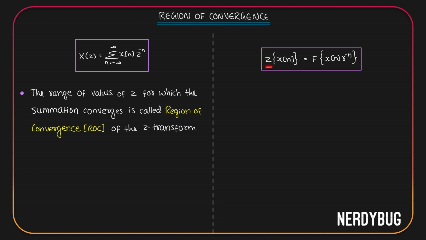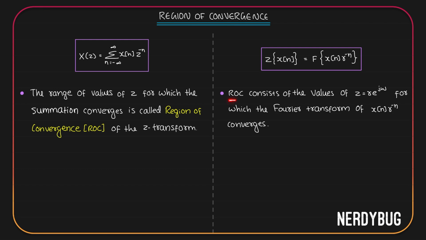We know z transform of a sequence x of n is the same as Fourier transform of the sequence x of n r raised to minus n. So we can define region of convergence in a different way using this. Region of convergence or ROC consists of the values of z being r e raised to j omega for which the Fourier transform of x of n r raised to minus n converges. If the Fourier transform of x of n r raised to minus n converges to a finite value, then z transform of x of n converges to a finite value because they are equal.